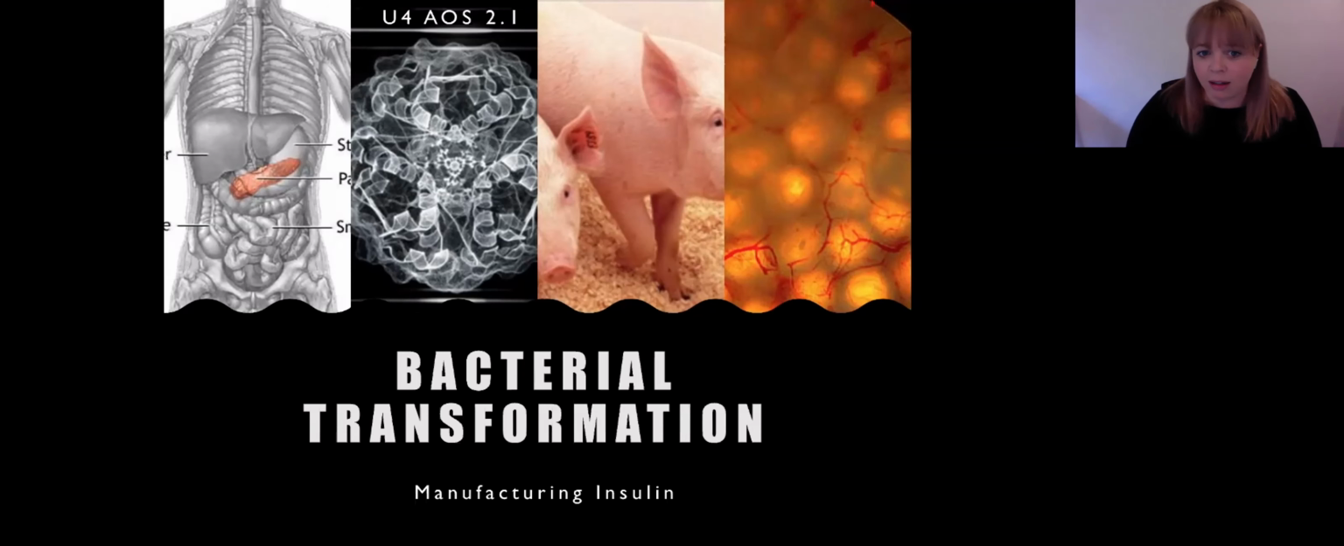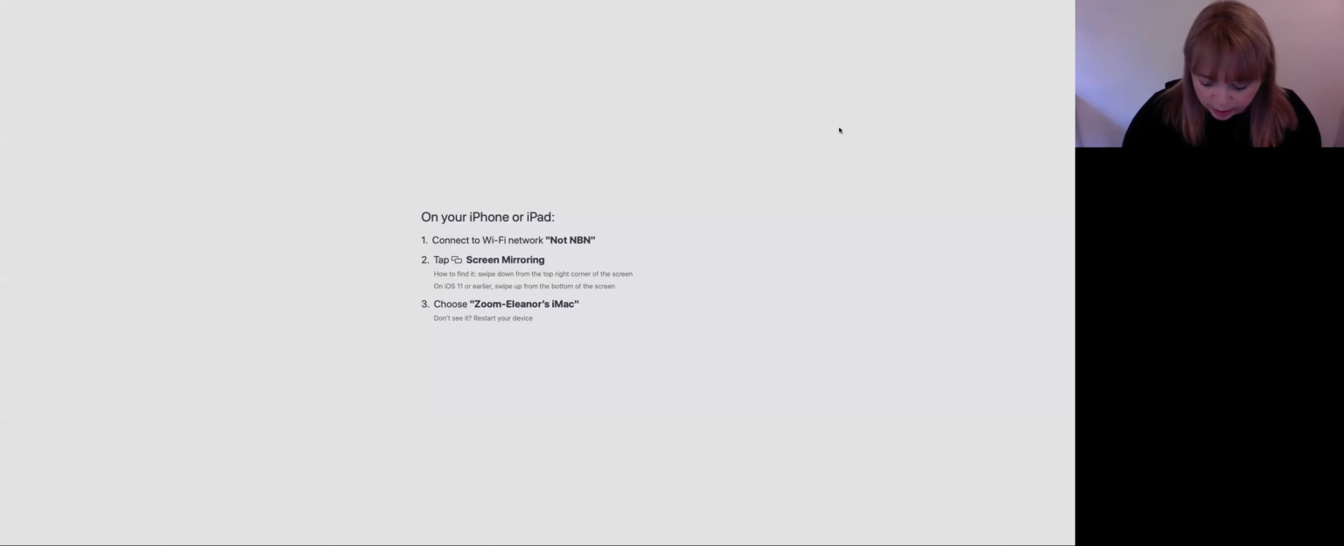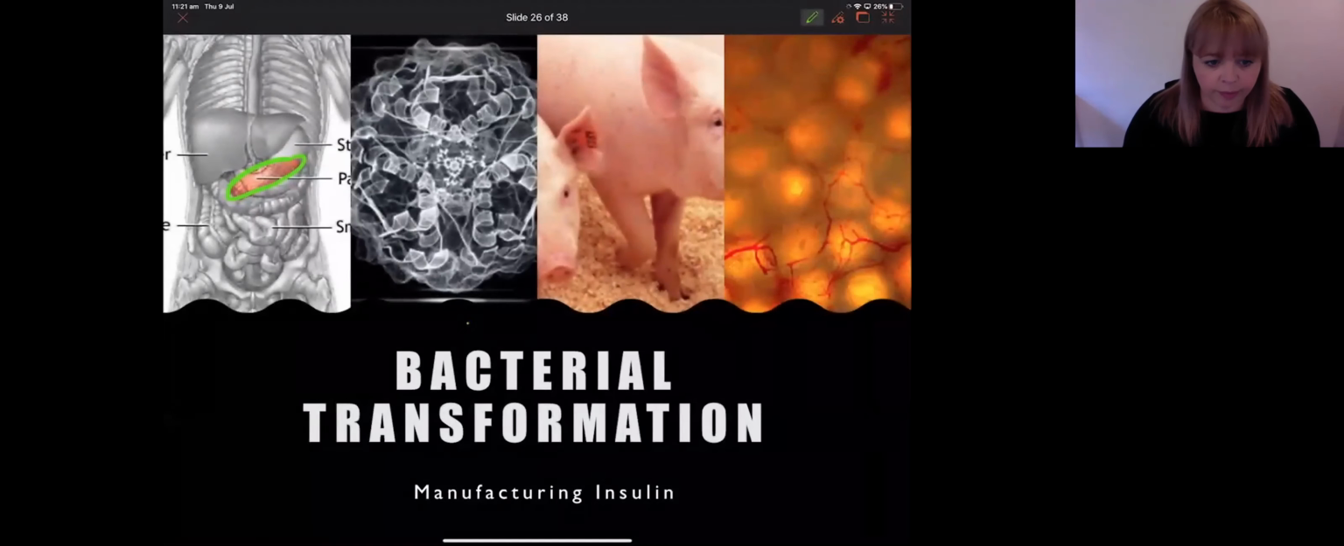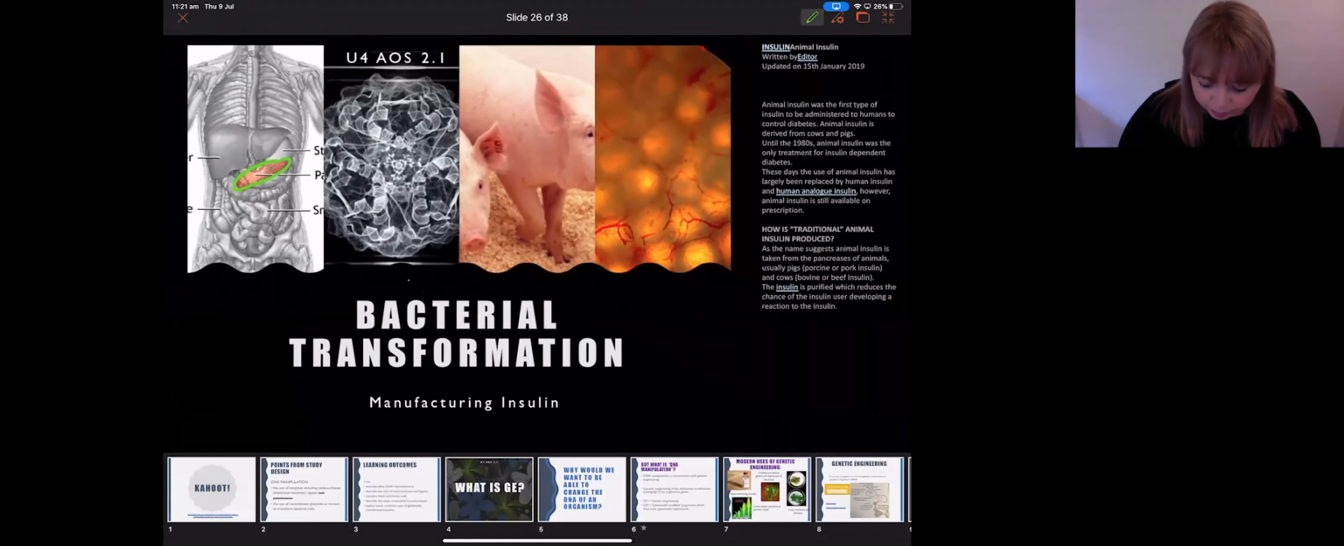So what is insulin? Just a little refresher. Insulin is a hormone, a peptide hormone that is produced in your pancreas. So I'm just going to reconnect this. There we go. So insulin is a hormone that is produced in your pancreas.